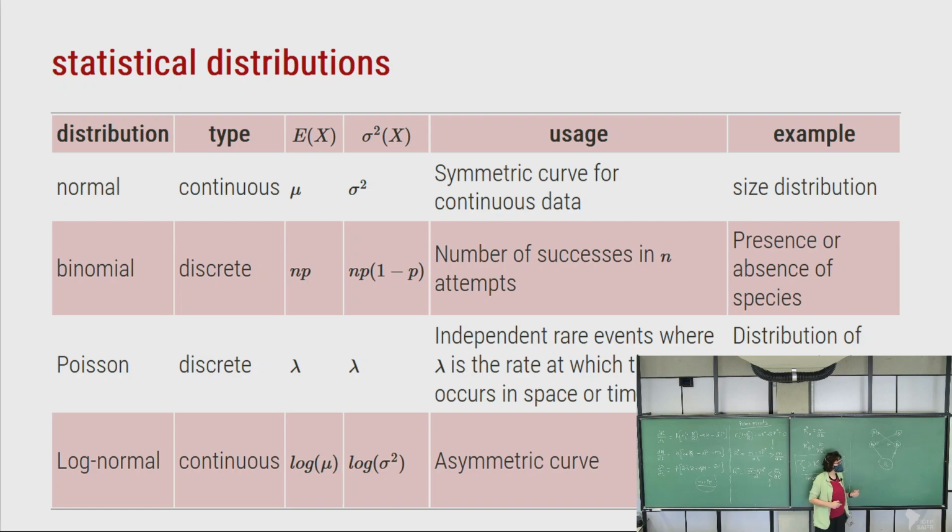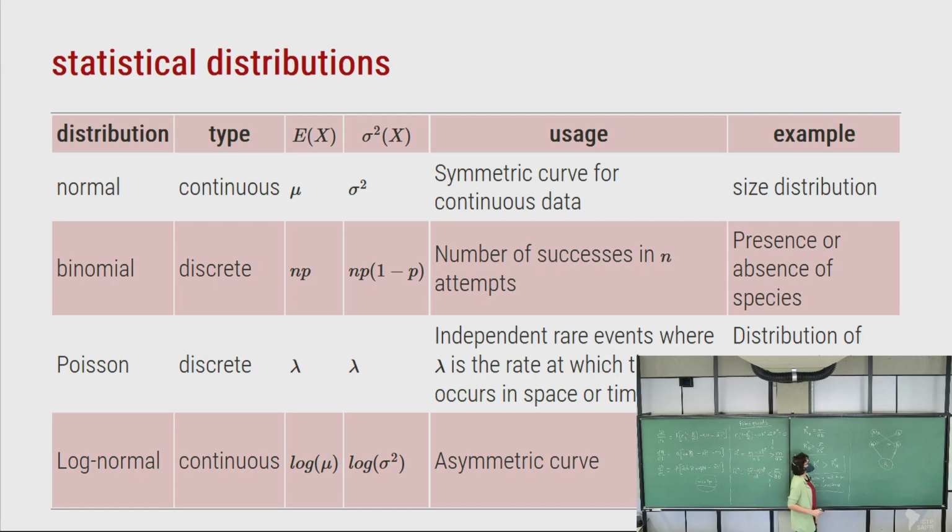We have here 2 examples of discrete distributions. Binomial is used to describe binary processes such as presence or absence of species. We have the Poisson distribution, which describes independent events at a particular rate, and the rate is described by the lambda in the Poisson. And Poisson has only 1 parameter. The lambda is both the expectancy and the deviation. And it is used, for instance, for the distribution of rare species in a community.